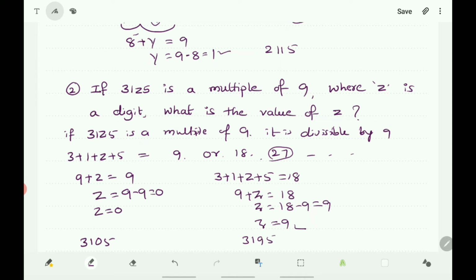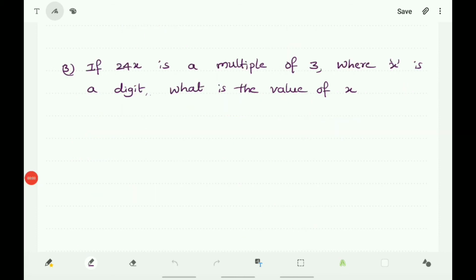Here 3 plus 1 plus 0 plus 5 is equal to 9, and 9 is a multiple of 9 and it is divisible by 9, and 3 plus 1 plus 9 plus 5 is equal to 18. 18 is a multiple of 9 and it is divisible by 9. In this way, we got the value of z. Here you got two values for z, 0 and 9.